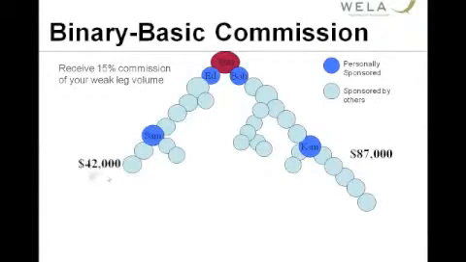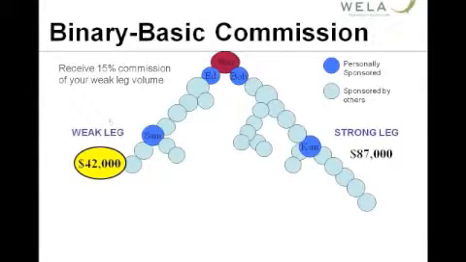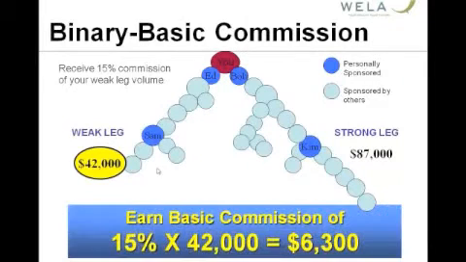And then you end up with 42,000 in volume on your left side and 87,000 in volume on your right side. Okay? You're going to get 15% of what's on your smaller side. So in this example, you'll get 15% of the 42,000 volume on this side. That's $6,300. Okay? And that's residual, because that's going to repeat as all these people reorder. And it's actually going to grow because more people are going to come in.